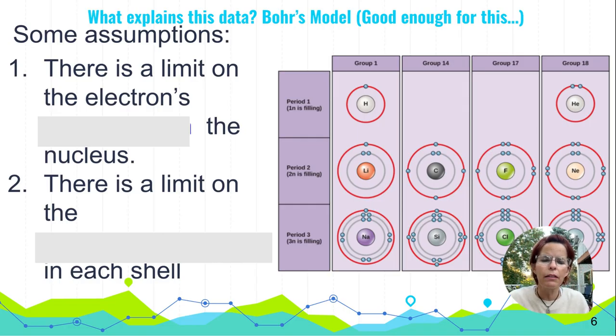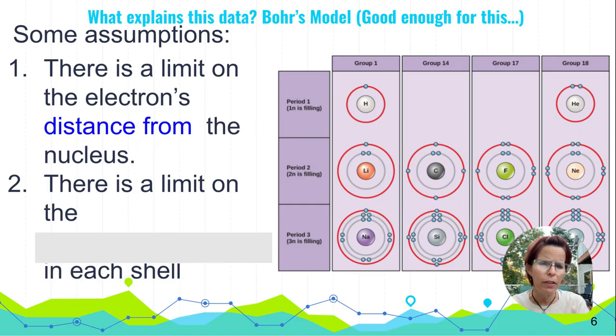We know that Bohr's model is wrong, that it's a two-dimensional model, that the electrons are absolutely not traveling around like orbiting planets around a sun. That's not how it's happening at all. But for the purpose of talking about the radius, about how big an atom is, Bohr's model works. So some assumptions. Number one, there is a limit on the electron's distance from the nucleus. If an electron gets so far away from the nucleus, it eventually doesn't get pulled in by the positive charge of the nucleus and it escapes. So it can only be so far away from the nucleus.